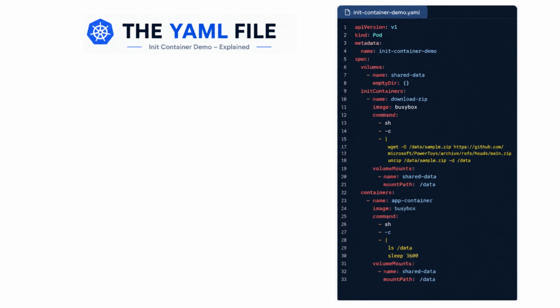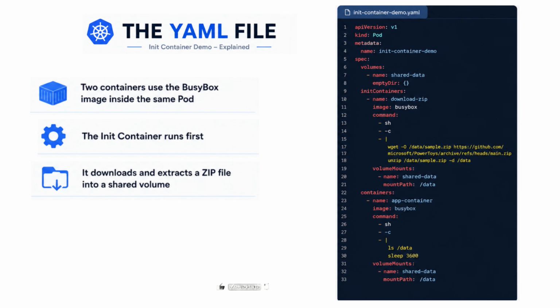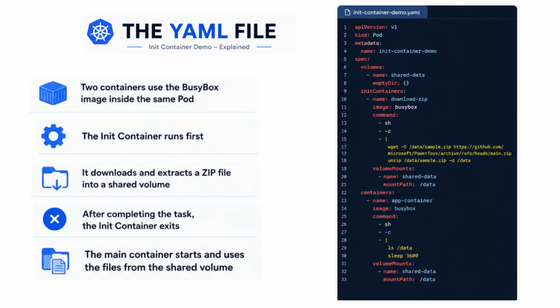Now let's understand the YAML file that we are going to create. In this example, we have two containers using a BusyBox image inside the same pod. The init container downloads the zip file, extracts it into the shared volume, and then exits. After the init container finishes, the main container starts and uses the files from the shared volume.